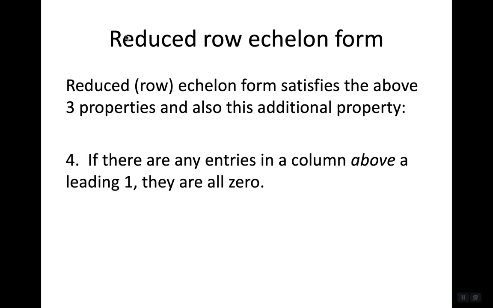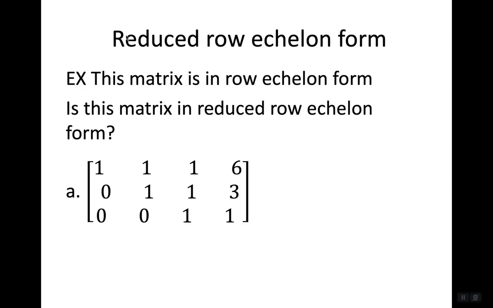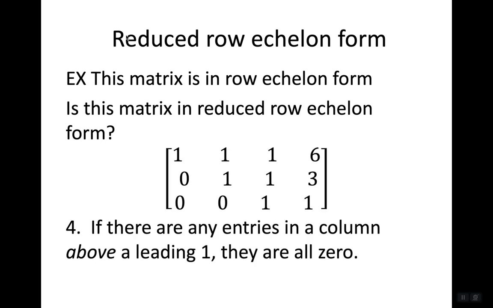Reduced row echelon form satisfies the above three properties and also this property: if there are any entries in a column above a leading one, they are all 0. This matrix is in row echelon form. Is this matrix in reduced row echelon form? Let's look at the criterion. If there are any entries in a column above a leading one, they're all 0. Gosh, this is a leading one. That's not 0. These aren't zeros either. That's no. How about this?